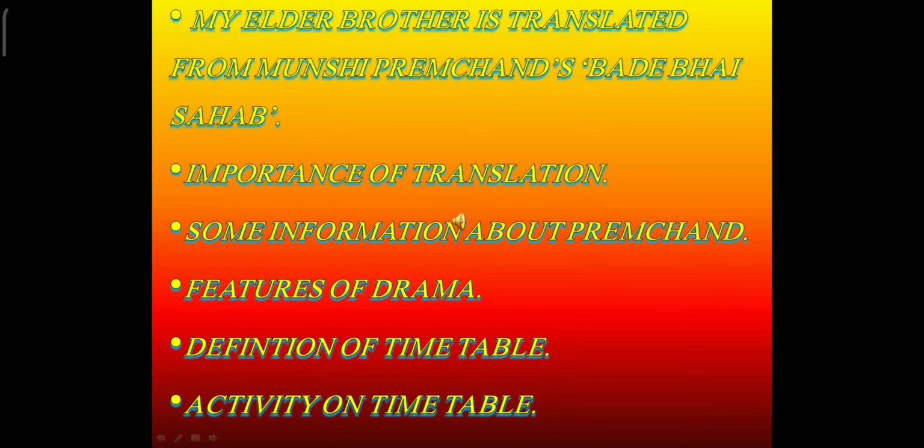Then after that, we moved on to some information about Premchand. Not just we learned about his birth year and his death year, we also got to know his real name and some of his notable works. Next, we moved on to the features of drama. After that, we also discussed about the definition of timetable, what it exactly is. And at last, I have given you one activity on timetable, which you are supposed to do in your literature copy. How you are going to do it, what exactly are you going to include in that, everything has been mentioned.